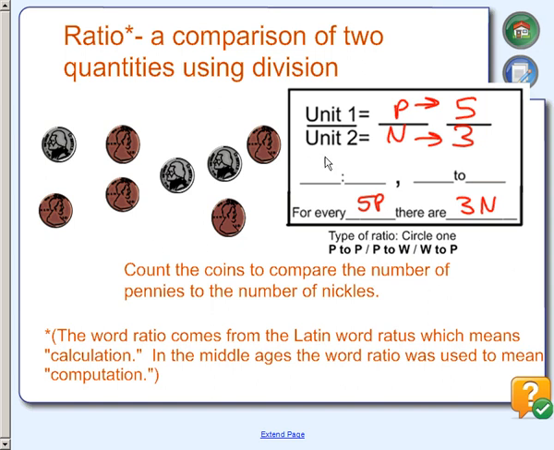Other ways to write this, number 1 is as a fraction. We read this 5 to 3. The ratio of pennies to nickels is 5 to 3. Another way we write it is with a colon, 5 colon 3. And another way is actually to write in words, 5 to 3. So this is 4 ways to write this ratio.